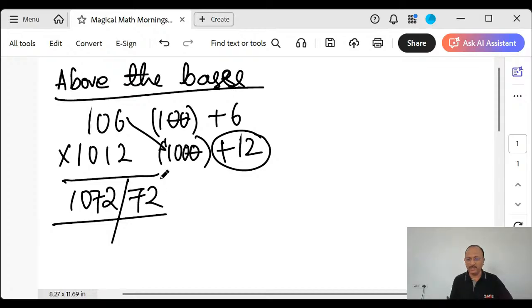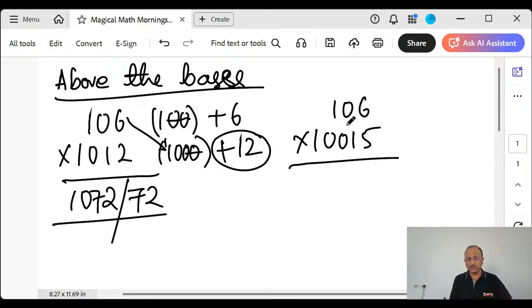Let's take one more number. Maybe you want to multiply the same 106 with 10015. Okay, this is close to base 100 with a deviation of 6. This is close to what? Not 1000. This is close to base of 10,000 with a deviation of plus 15. Correct? No? It is 15 more than 10,000.